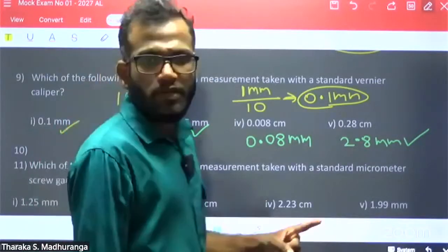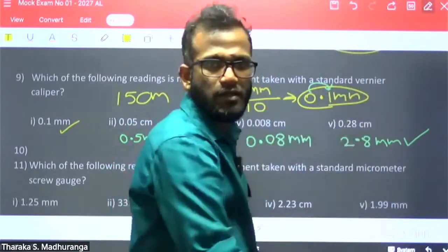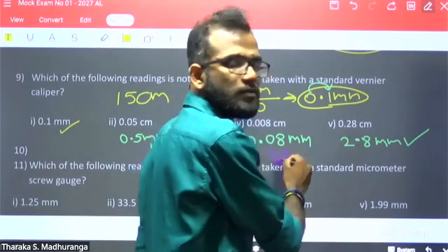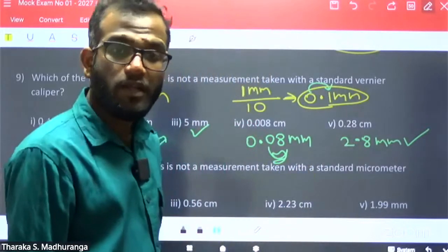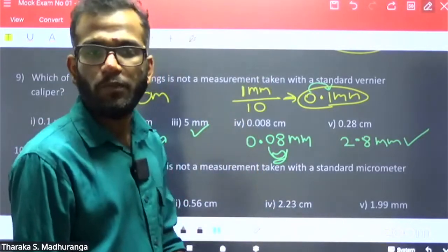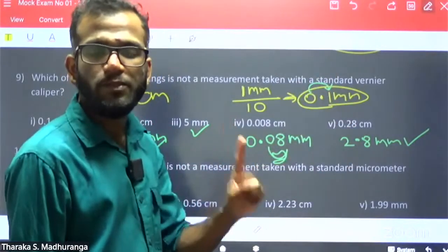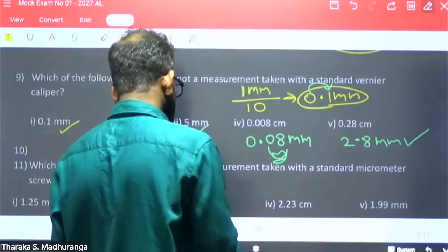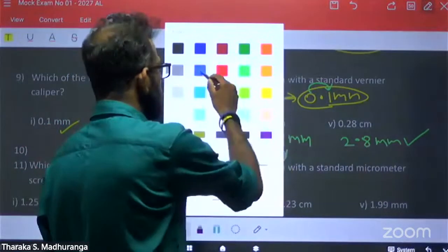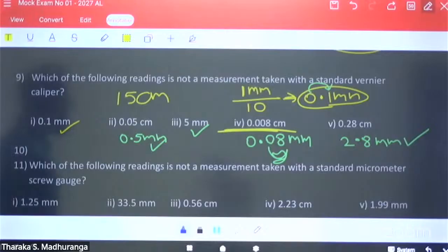By a standard vernier caliper, the maximum is 1 decimal point in millimeters. It has 2 decimal points. We can't get a measurement up to 2 decimal points. Maximum only 1 decimal point. Why? The least count is 0.1 millimeter. Therefore, only 1 decimal point we can obtain by a standard vernier caliper. Answer number 4.